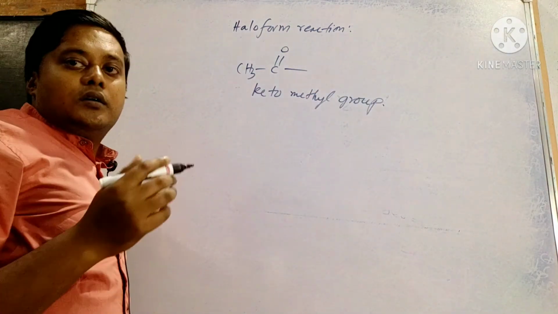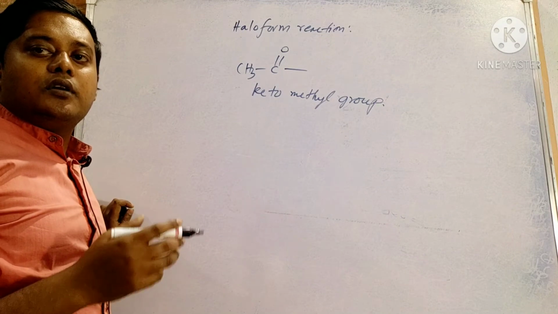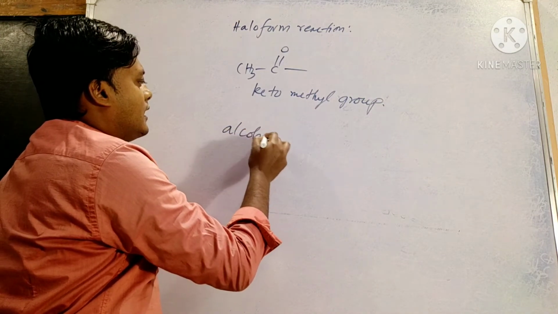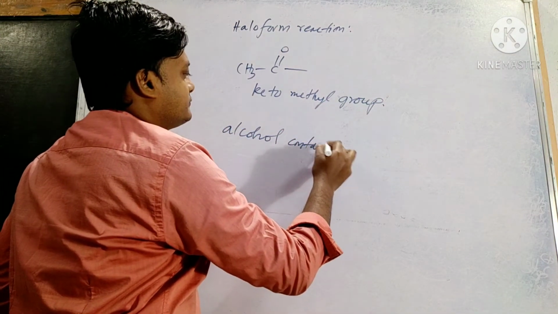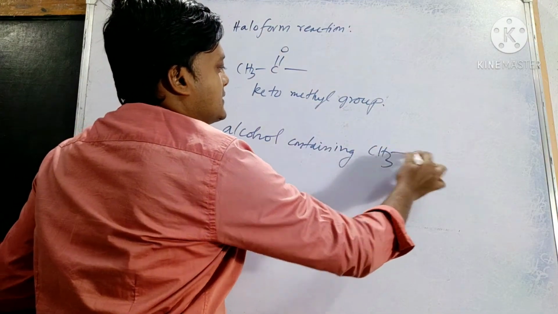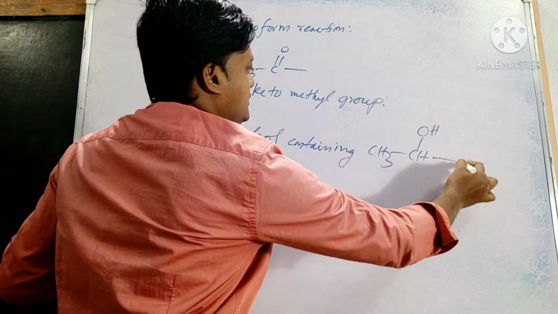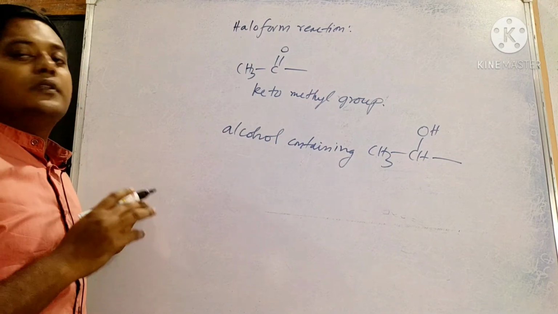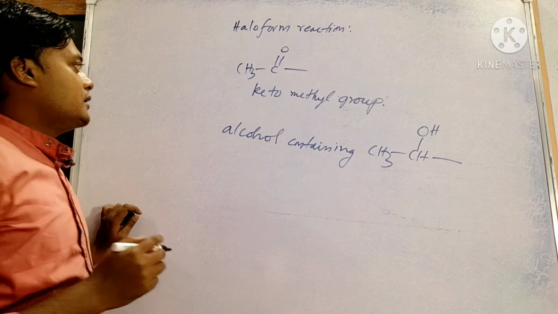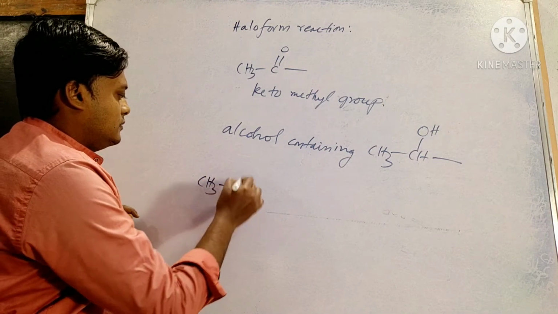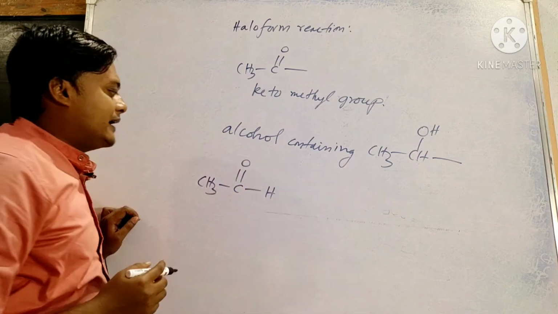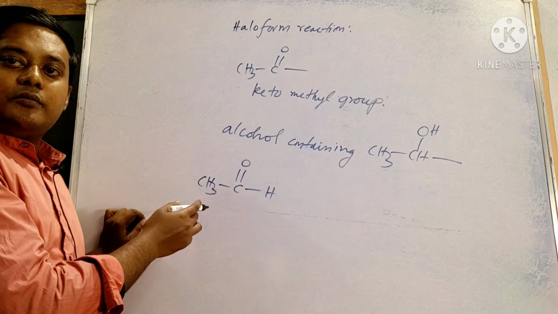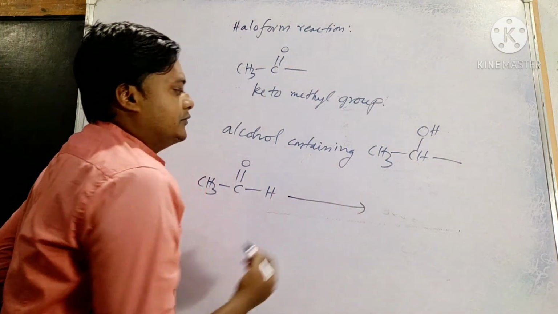So, that carbonyl compound containing ketomethyl group and alcohol containing CH3CHOH, this group, they undergo haloform reaction. Now, acetaldehyde, it contains ketomethyl group. CH3CO, it contains ketomethyl group, so it will undergo haloform reaction.